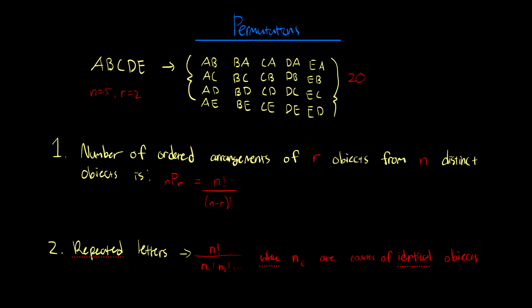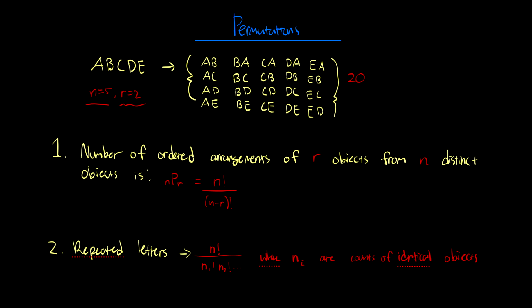As you can see here, we can get AB, AC, AD, AE, all the way to EA, EB, EC, ED. And the total number of permutations is equal to 20. We have the original size of n equals 5, and we picked a size of r equals 2.